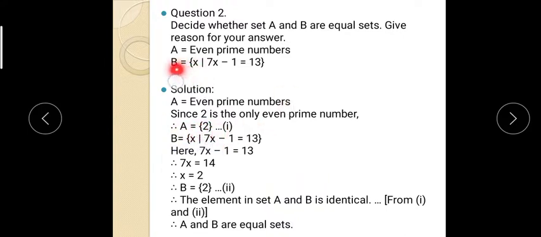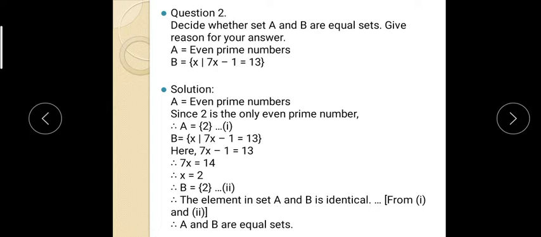B is a set of all x such that 7x minus 1 is equal to 13. So 7x is equal to 13, the minus 1 becomes plus 1, therefore 7x is equal to 14, x is equal to 2. Therefore A has 2 and B is also having only one element, that is 2, and that element in sets A and B is identical. So from the first and second condition, A and B are equal.